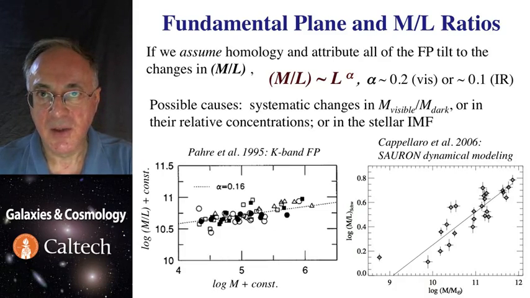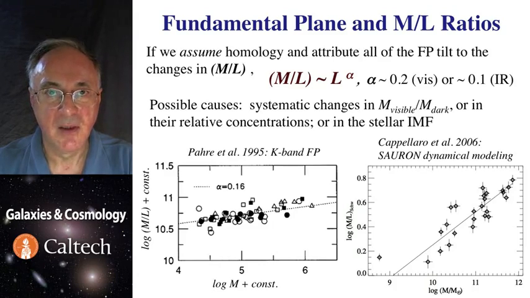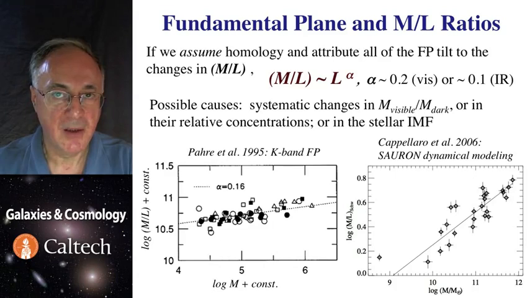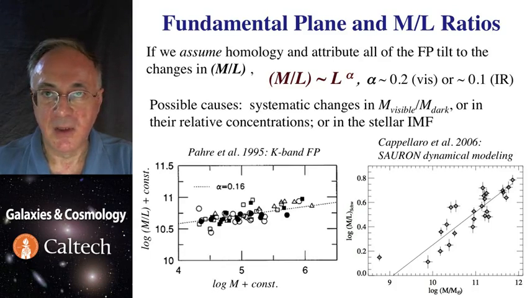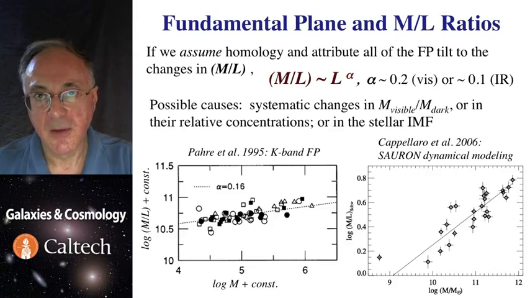So you can achieve this in various ways. There could be a different mix of dark to luminous matter, as we discussed earlier. There could be different amounts of dark to luminous matter, or there can be different stellar populations. But in any case, they have to be very tightly correlated with the galaxy mass itself. And that is not an obvious thing to arrange.